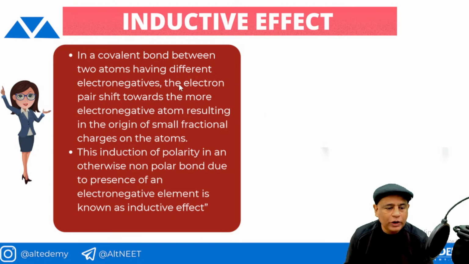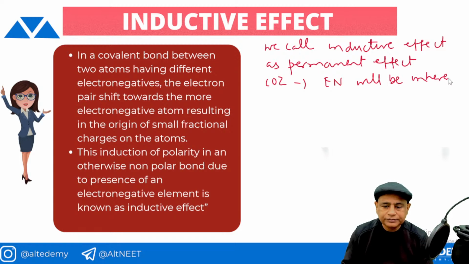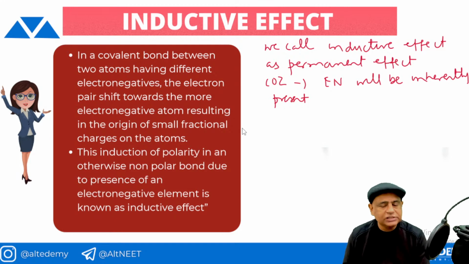In a covalent bond between two atoms having different electronegativity, we call the inductive effect a permanent effect. Why do we call this a permanent effect? Because some kind of electronegativity will be inherently present. And when a substance with a particular kind of electronegativity is present, obviously it will keep on creating its effect. No need for any other substance. So wherever electronegativity difference is present, the concept of inductive effect will be there and it will come naturally.